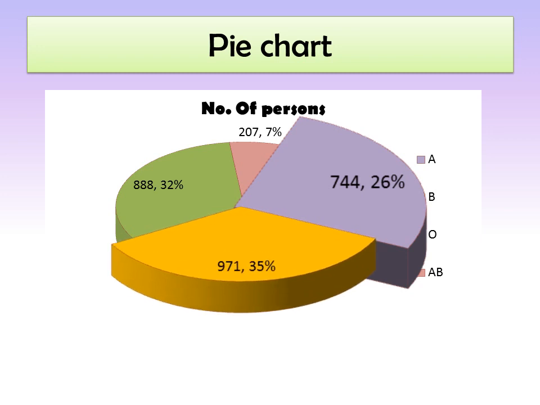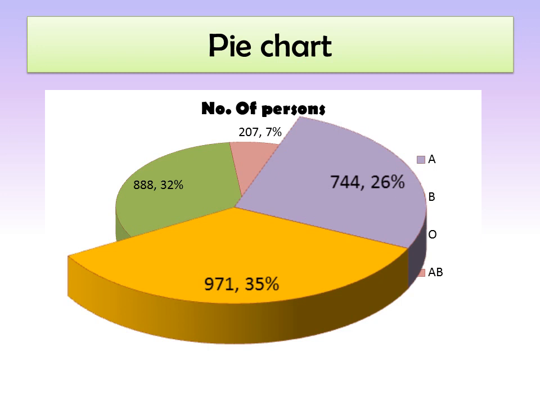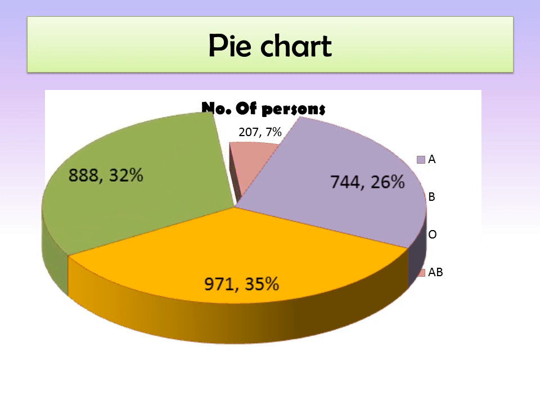Similarly, for the B group, 35 percent of the total are B group persons. The same way, for the O group, there are 32% of the persons. Now there are only very few, 7%, persons for the AB group. So this is one of the important representations for categorical data.